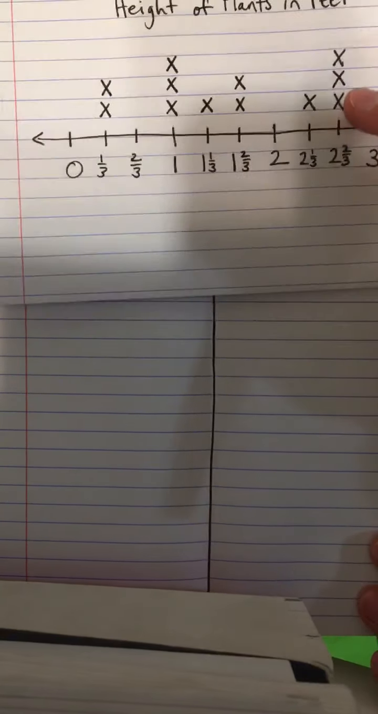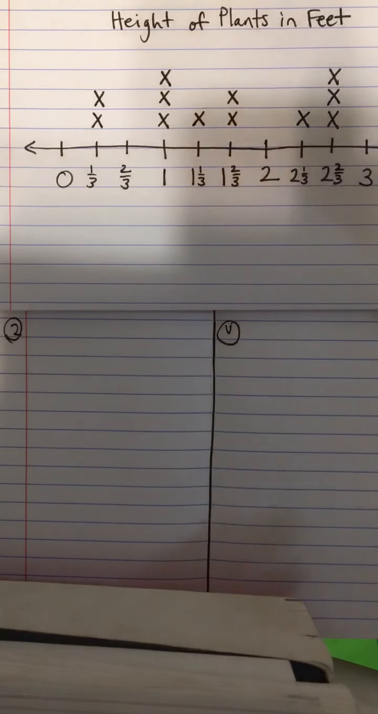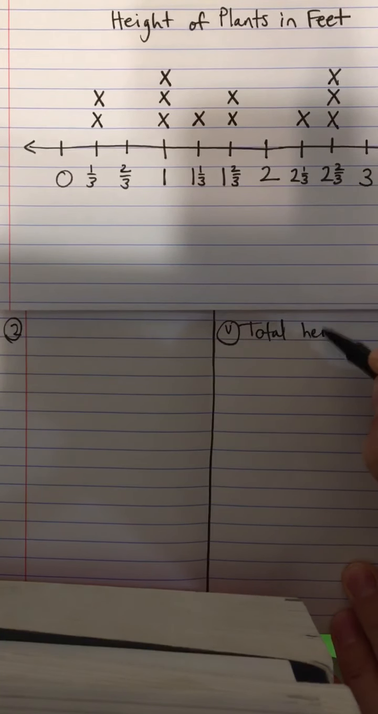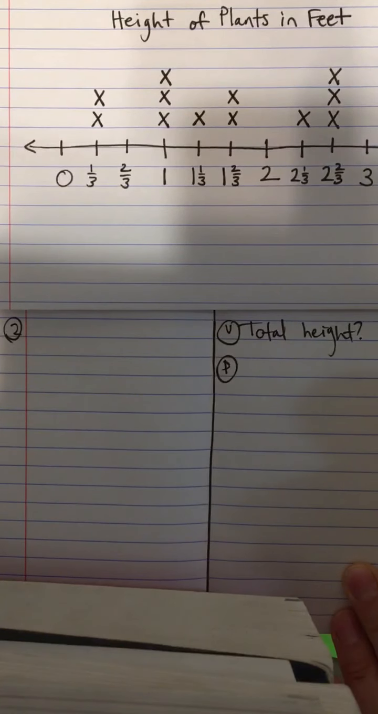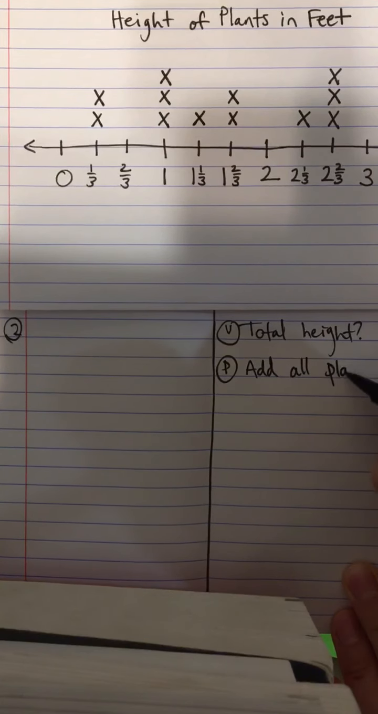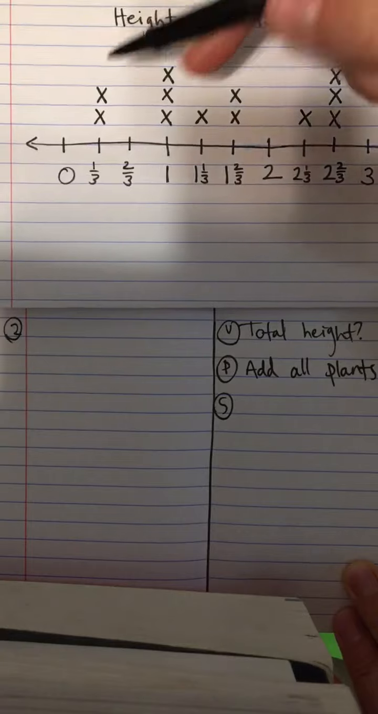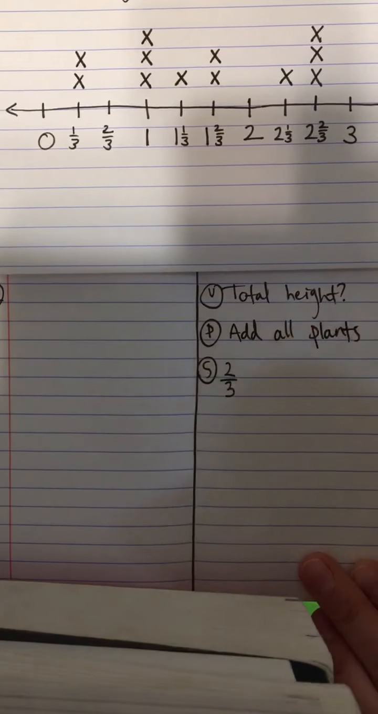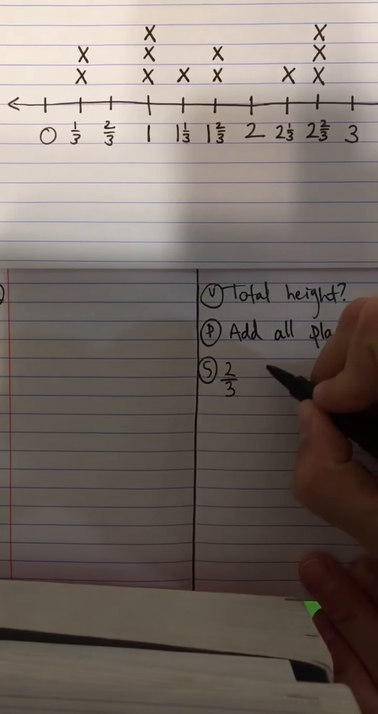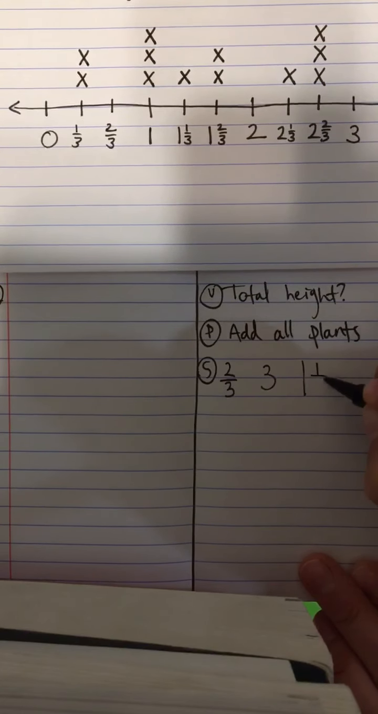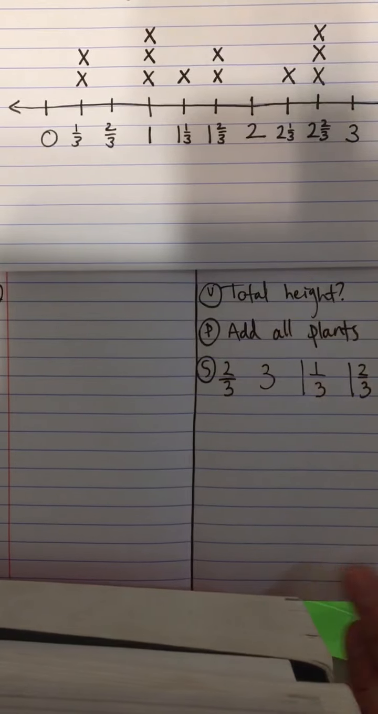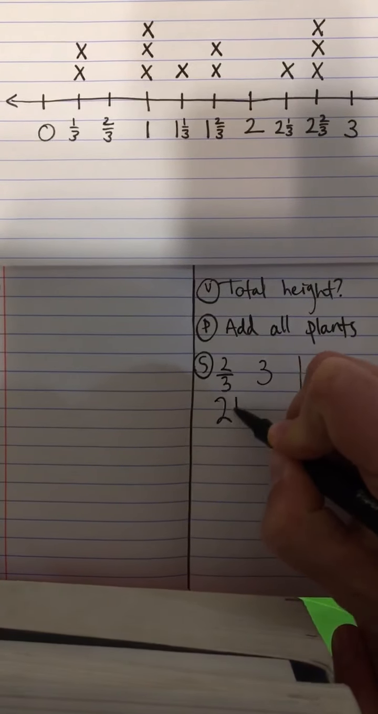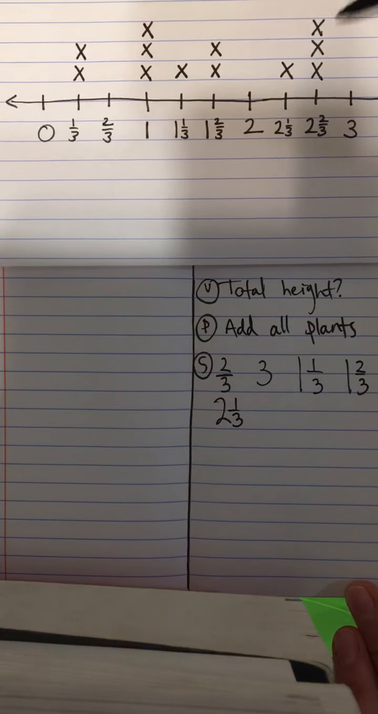All right, to solve this problem, I would use UPSC. However, I won't write out all of these facts because that's a lot, but I am trying to figure out total height. And for my plan, I would actually just put add all plants. So for my solve, I'm going to be adding 1/3 plus 1/3, or 2/3. And then I'm also adding 1, 2, and 3. So I'm going to go ahead and write out these numbers. 1 and 1/3. Then I've got 1 and 2/3 and another 1 and 2/3. Then 2 and 1/3. Then I've got 2 and 2/3, 2 and 2/3, 2 and 2/3.